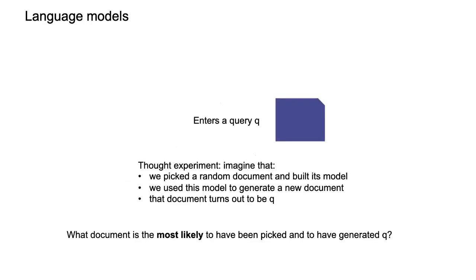And here you again had one of these crazy thought experiments that at first sight don't make any sense and sound completely crazy, but that actually give you a technique for an information retrieval system. In the thought experiment, we imagine that we use the documents, train them into language models, generate something randomly, and it turns out to be the query. And then we ask ourselves, what is the most likely document that could have just by chance generated query Q?